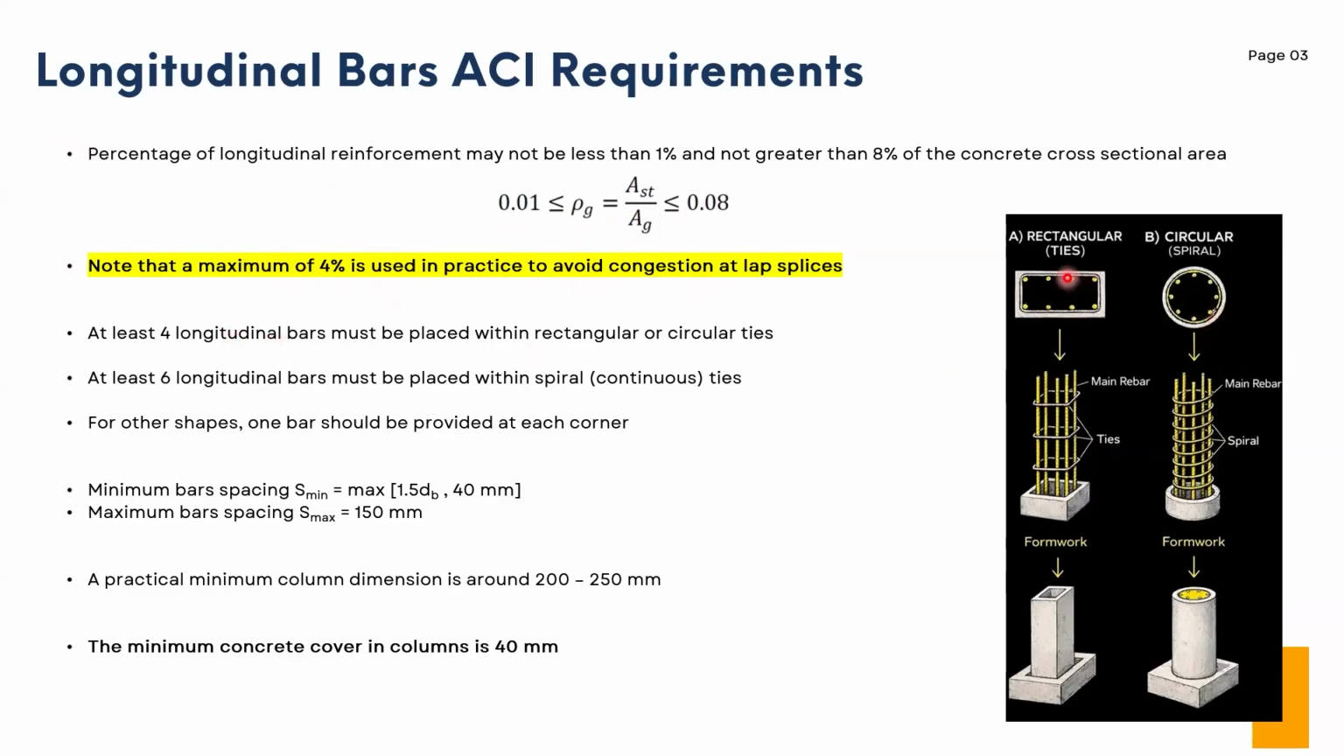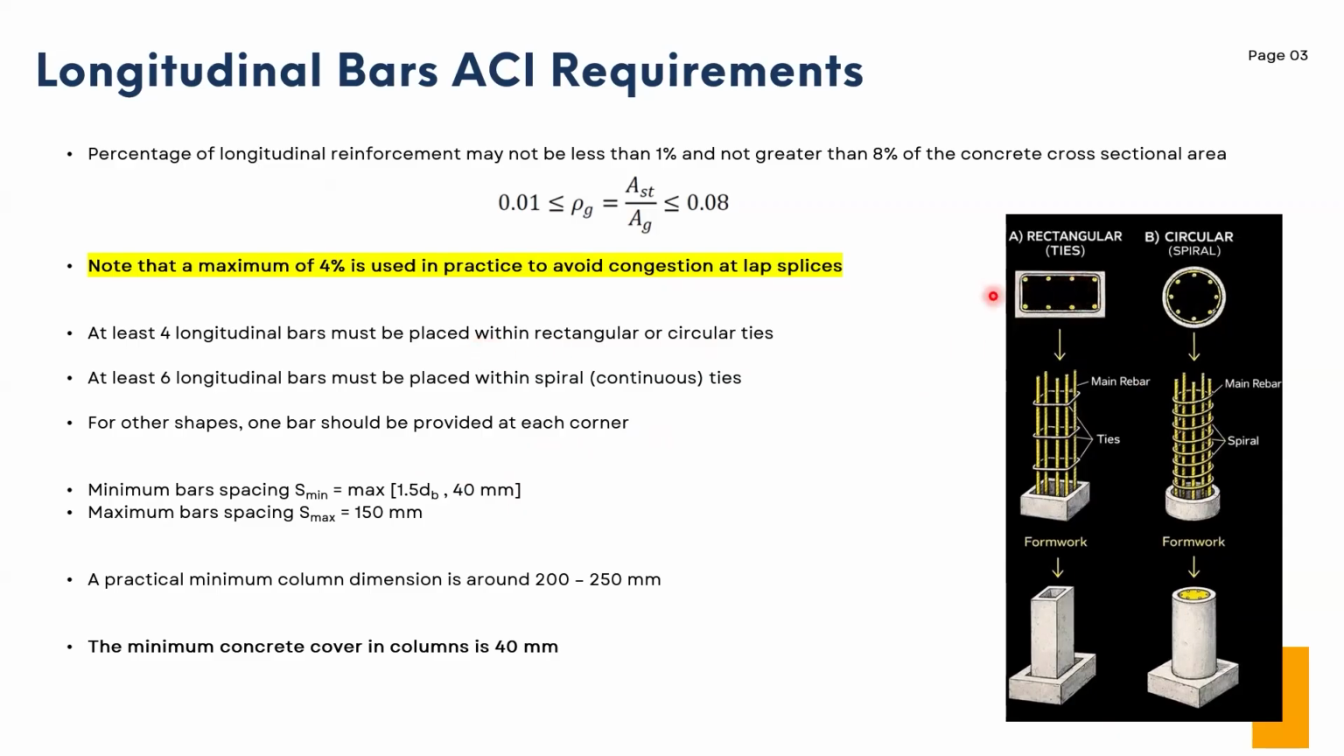As for the number of bars, we will be talking more about a practical example, but the ACI code requires that for rectangular columns, at least 4 longitudinal bars are present within the ties. And when we have spirals, like this one, at least 6 longitudinal bars should be present. And for other shapes, at least 1 bar should be provided at each corner in order to avoid any corner cracks. This is for the number of bars.